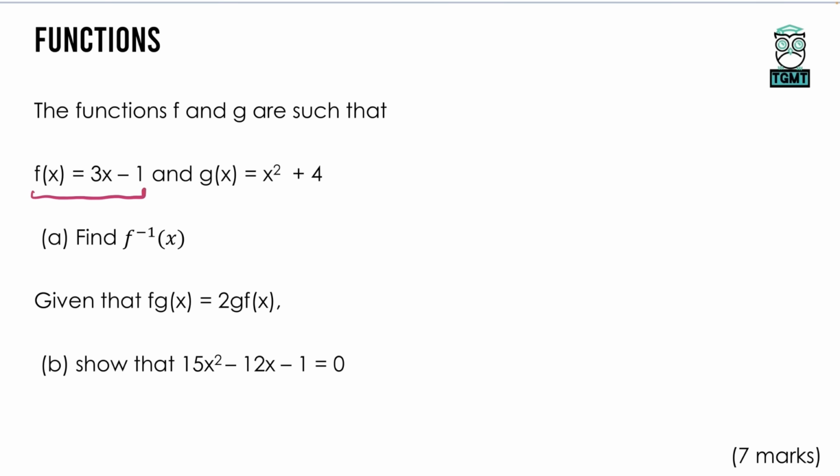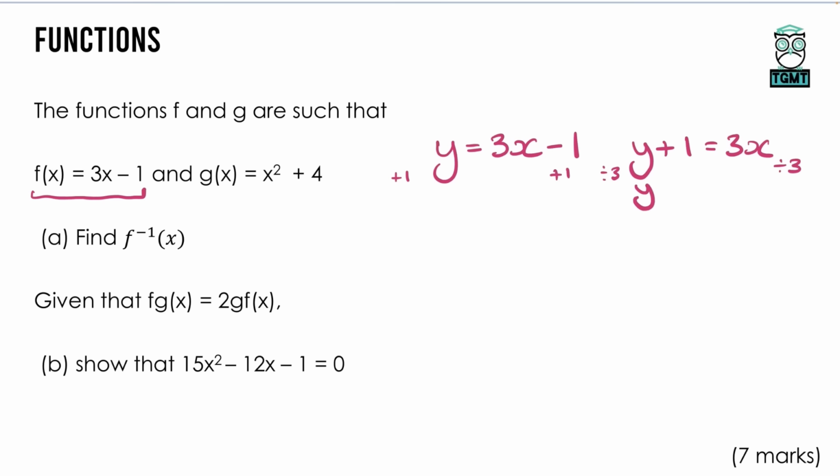I write the function as y equals, so y equals 3x minus 1, and to find the inverse function, we just want to rearrange it so x is the subject. To do that, I want to add 1 to both sides, and that would give me y plus 1 is equal to 3x. From there, I've only got one more step, which is dividing by 3, so a nice rearranging formula question. We have y plus 1 divided by 3 is equal to x.